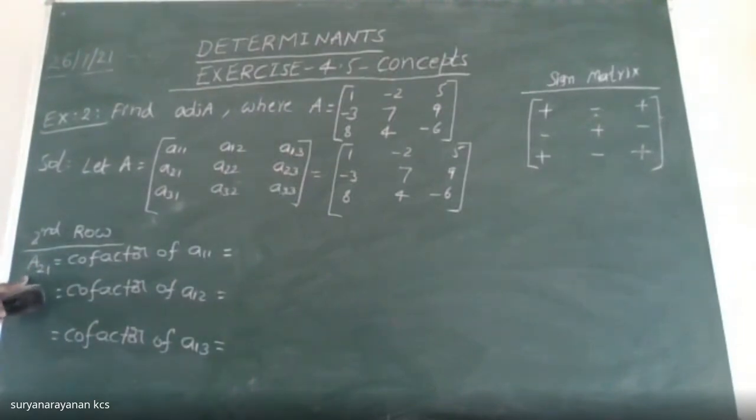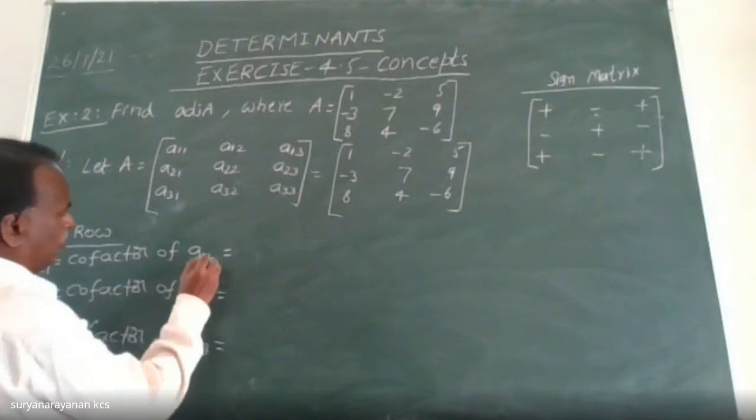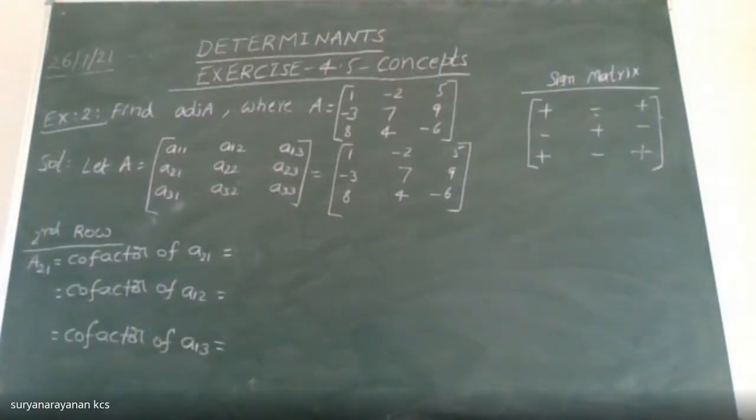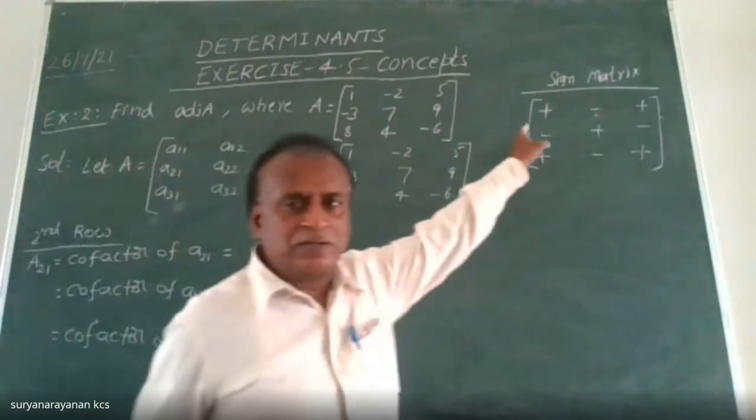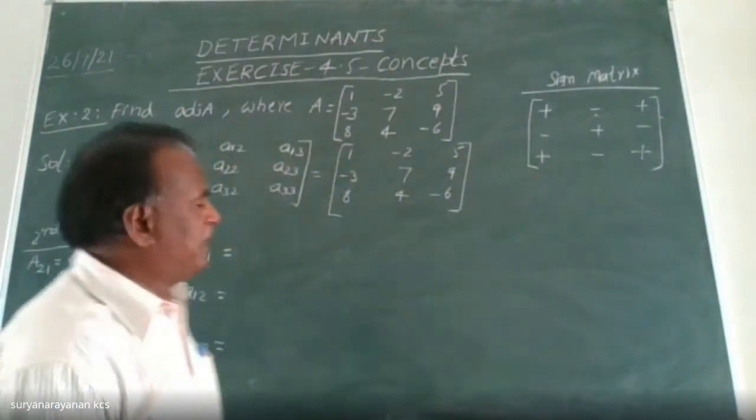We denote it by capital letter A21, meaning second row, first element. So A21. Cofactor of element A21. Immediately go to the sign matrix. What is the sign here? Minus.